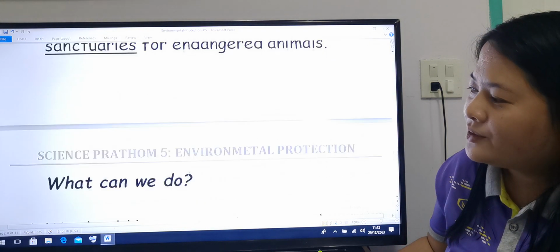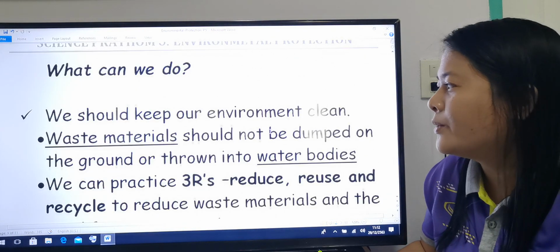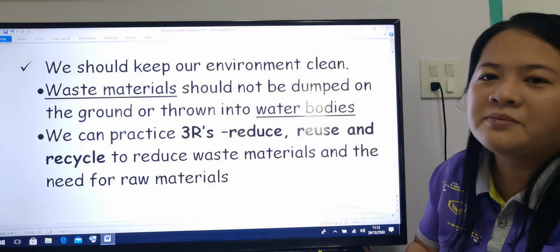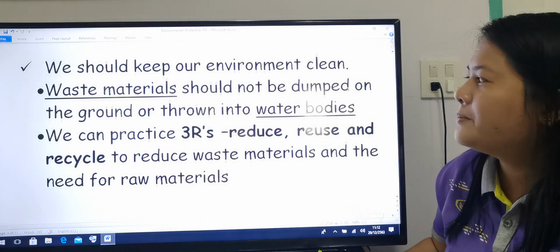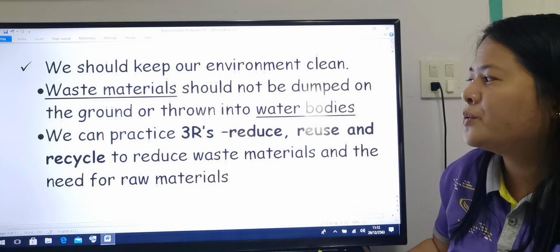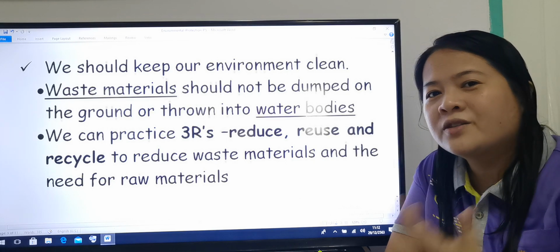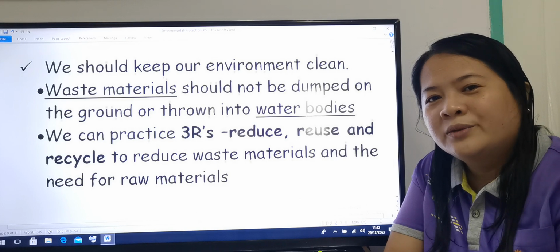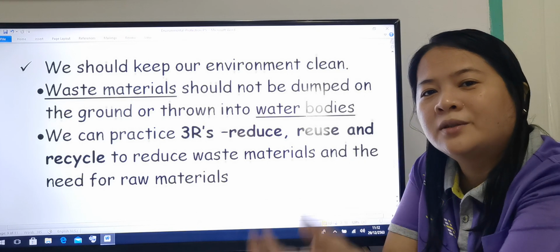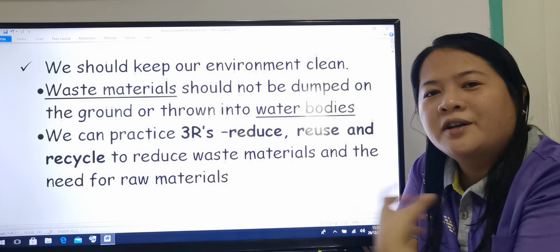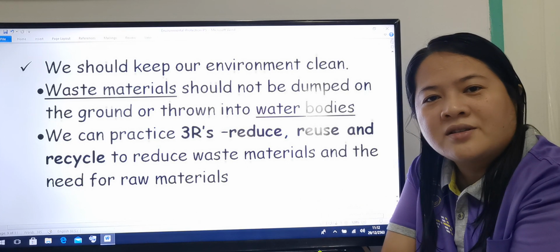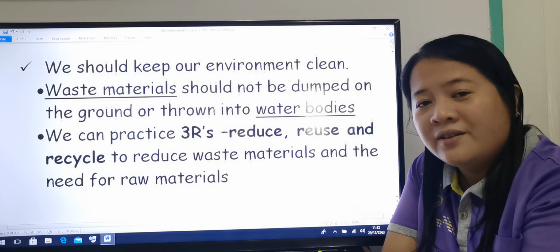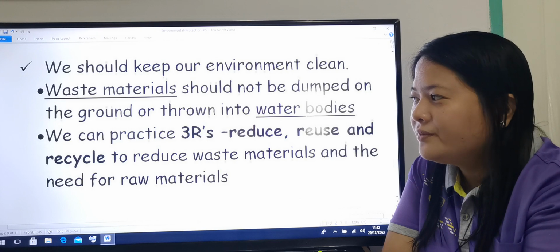Another thing we can do is keep our environment clean. It's very important. Waste materials should not be dumped on the ground or thrown into the water bodies. Because of human activities, waste materials become a lot. So sometimes they dump their waste into the rivers. It will pollute the water, and then it will affect the living things that live in the water.